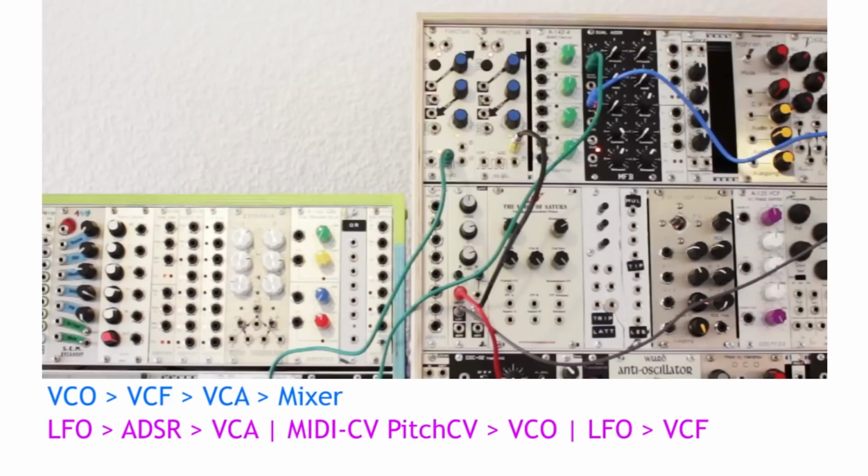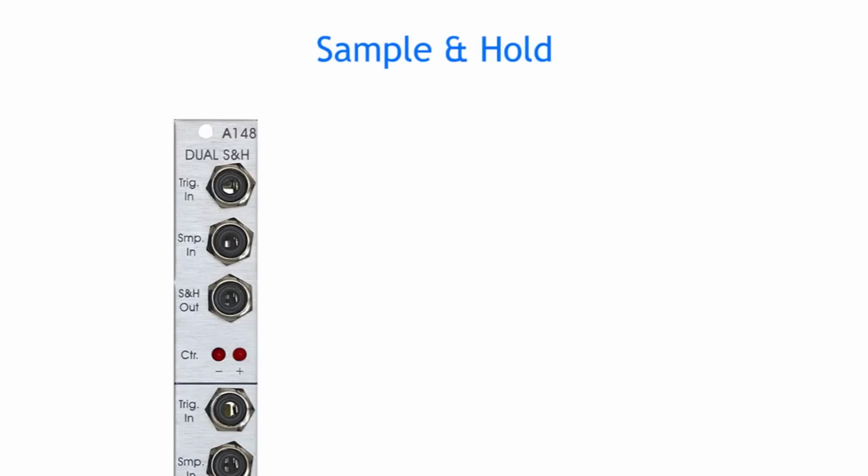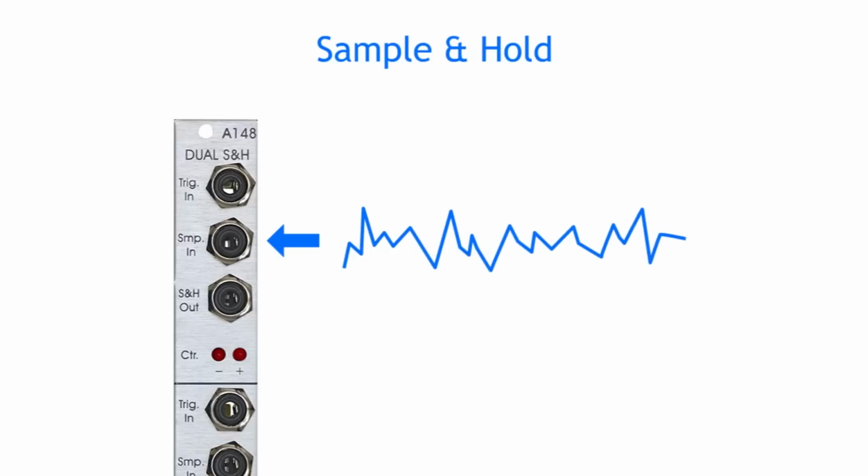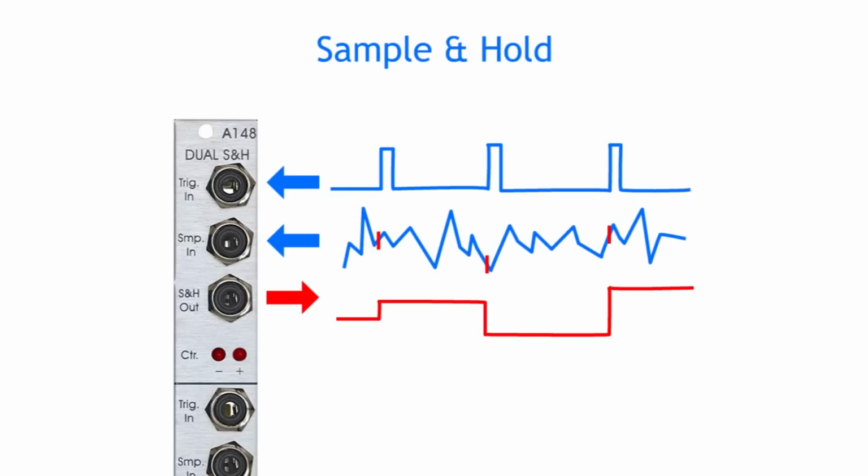Next, we need a pitch CV signal to let the VCO play melodies. To get a random voltage every time the ADSR is triggered, we use a sample and hold module. The sample and hold module receives a constantly changing sample signal and a trigger signal. Whenever the trigger pulse goes high, the module will hold the current voltage level at the sample signal input until the next pulse goes high.